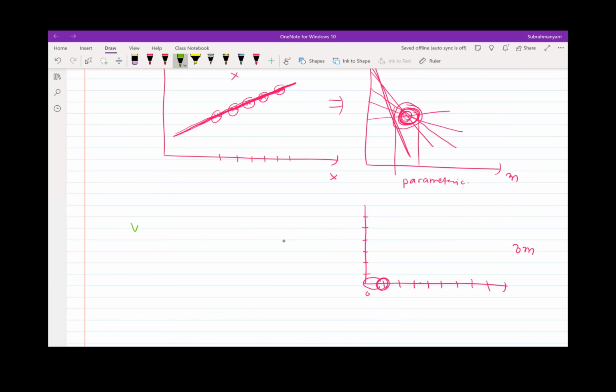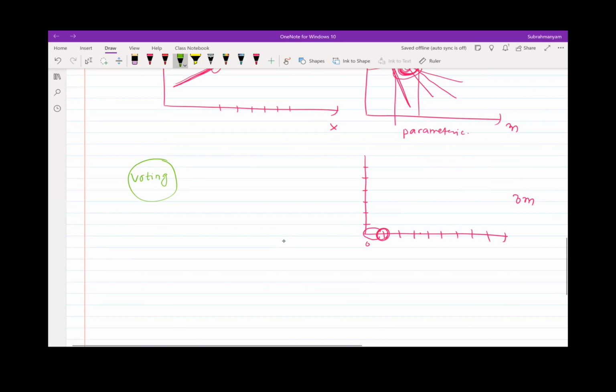I was mentioning the term voting, if you recollect. So what you are going to do here is take the possible values of m, starting from the minimum value it can take to the maximum value it can take. Now you would compute with some distance which would reasonably make sense to you. You would take those points and accordingly discretize it.